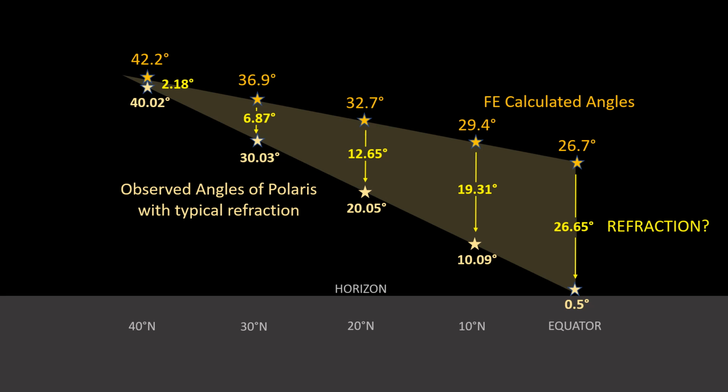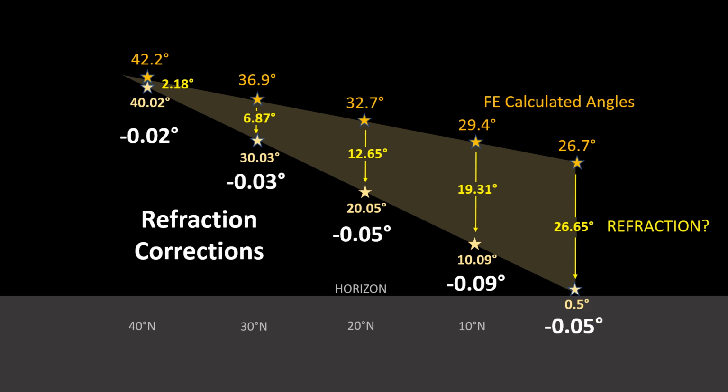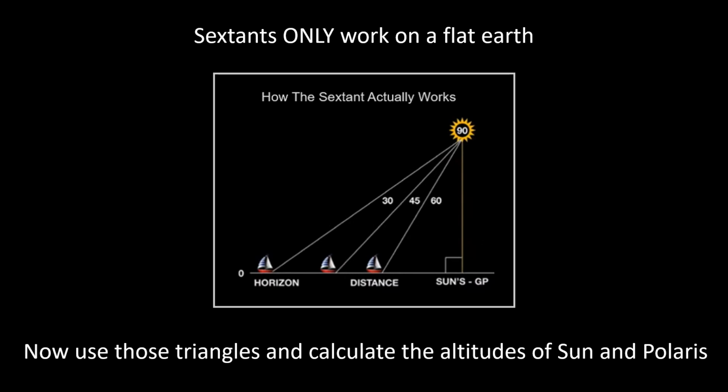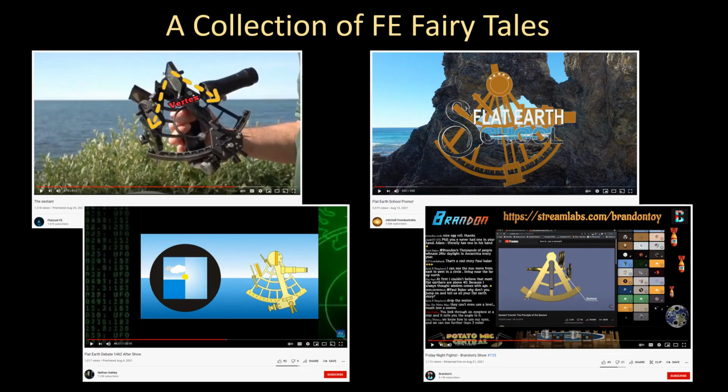Now, are flat earthers really going to make the claim that these are legitimate rates of refraction? Especially when these are the actual corrections for atmospheric refraction used by celestial navigators? Well, if that's the case, I think you would have to agree with me that's not refraction, but that is Flerfraction. So the next time a flat earther tells you that sextants only work on a flat Earth, tell them to prove their point and use those triangles to calculate the altitudes of the Sun and Polaris. Of course, don't hold your breath waiting for an answer because their understanding of celestial navigation is just another flat Earth fairy tale.